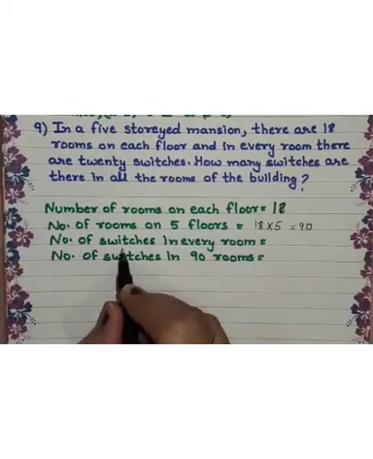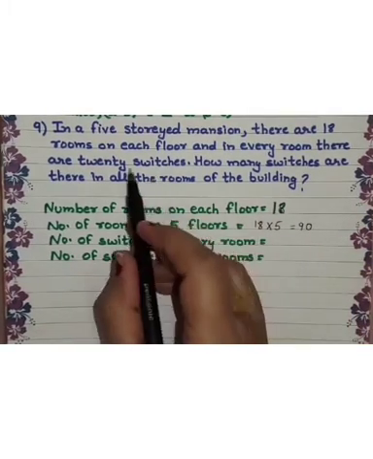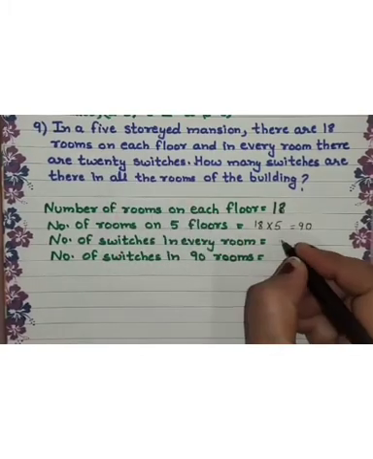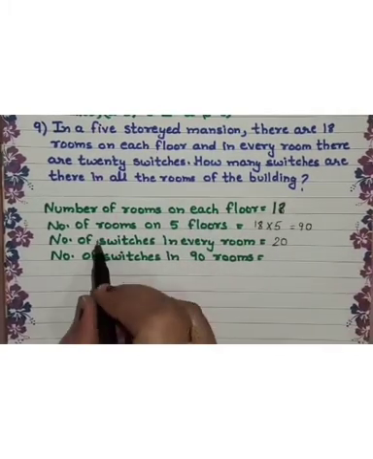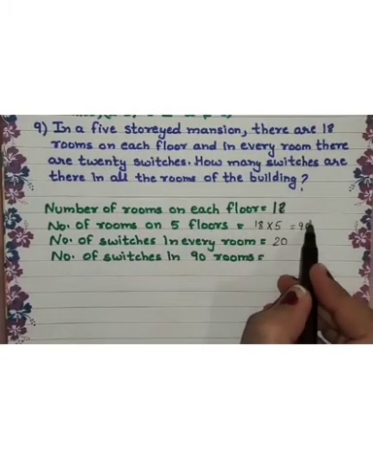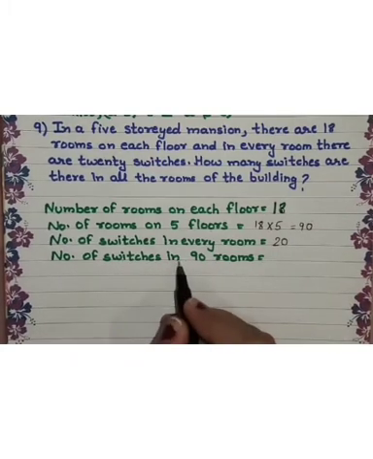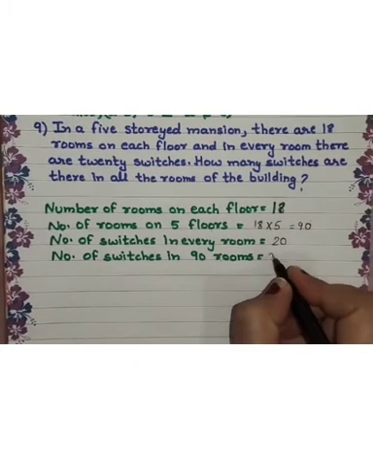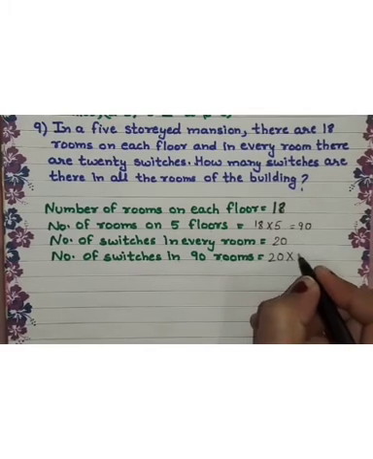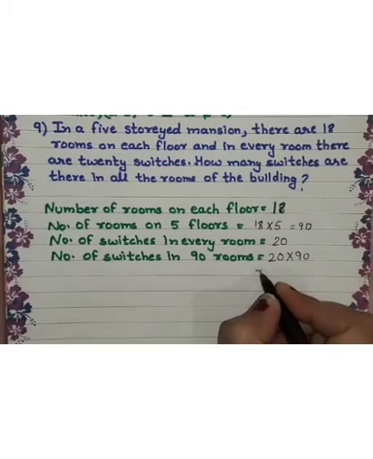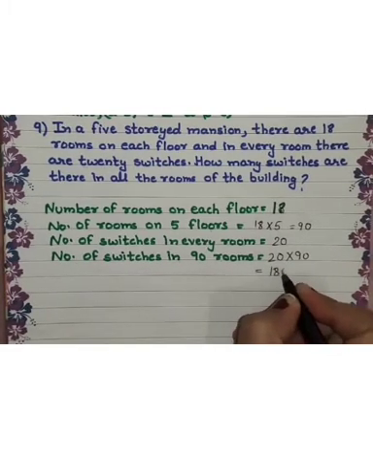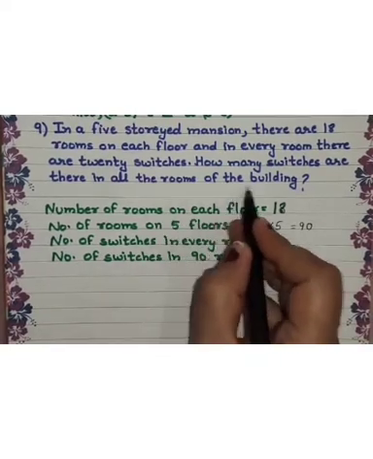Now, number of switches in one room we have given 20. And how many rooms are there? Yes, there are 90 rooms. Therefore, number of switches in 90 rooms will be 20 multiply 90. So, 1800 switches are there in all the rooms of the building.